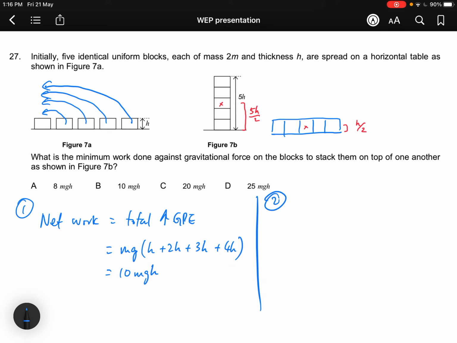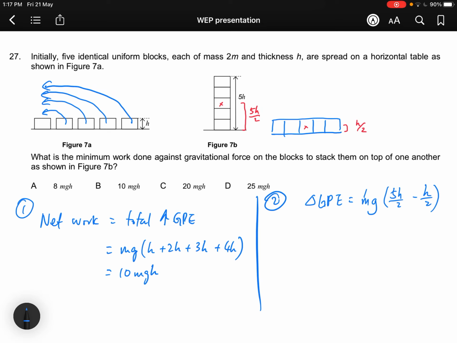So the second method will be to consider what is the difference between their center of mass, and hence what is the difference between their respective GPE. So the change in the GPE will equal mg times 5h upon 2 minus h upon 2.